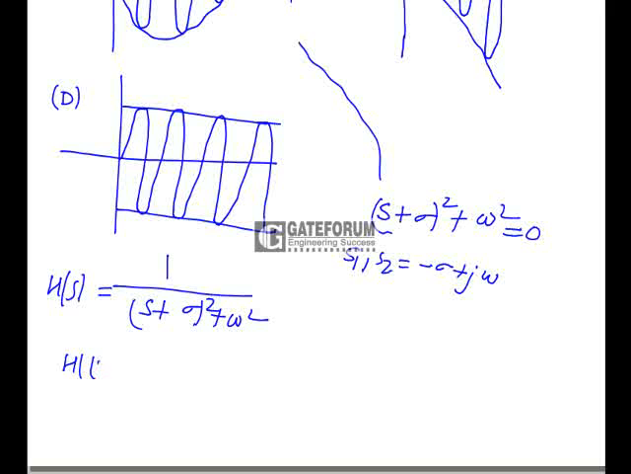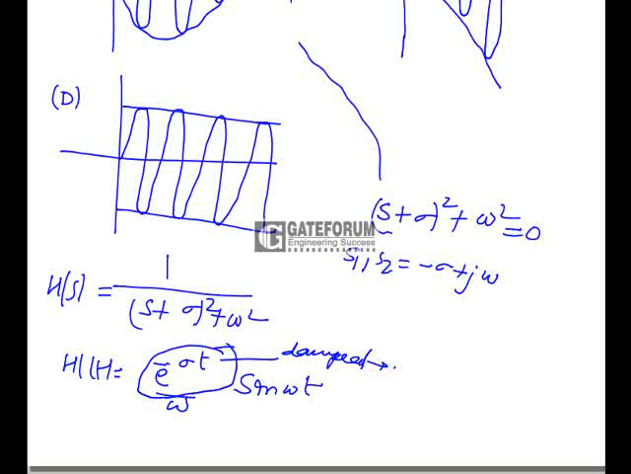Now what is h of t here? h of t is equal to e power minus sigma t into sine omega t, since it is multiplied and divided by omega. So from this response, what can we write? This is e power minus sigma t, so these are damped oscillations, or you can say decaying oscillations with respect to the sine term. So this is not damping, this is not reducing to 0 at infinity, so this is not the option.